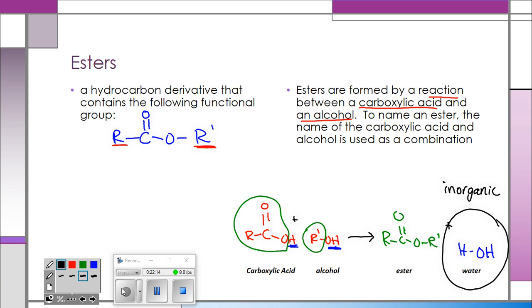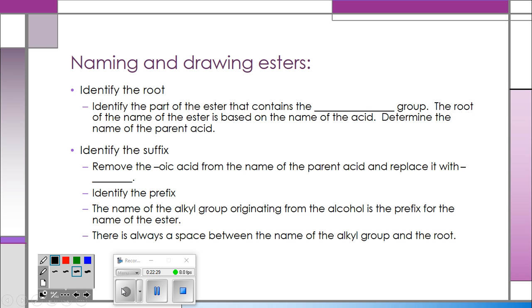Now, once we take our acid and alcohol and put them together, and we get this weird ester thing, we have to know how to name it. So before I go there, anyone want to ask anything about the reaction here? Okay. So what are we going to do? Identify the root. It's the part of the ester that contains the carboxyl group. So you are looking for this, that's what's left over from the carboxyl group, from the group that had the acid in it.